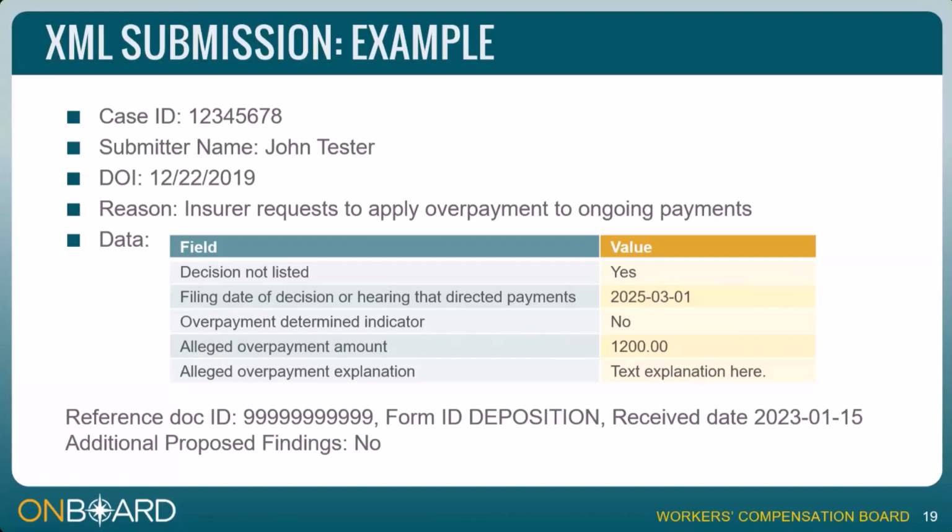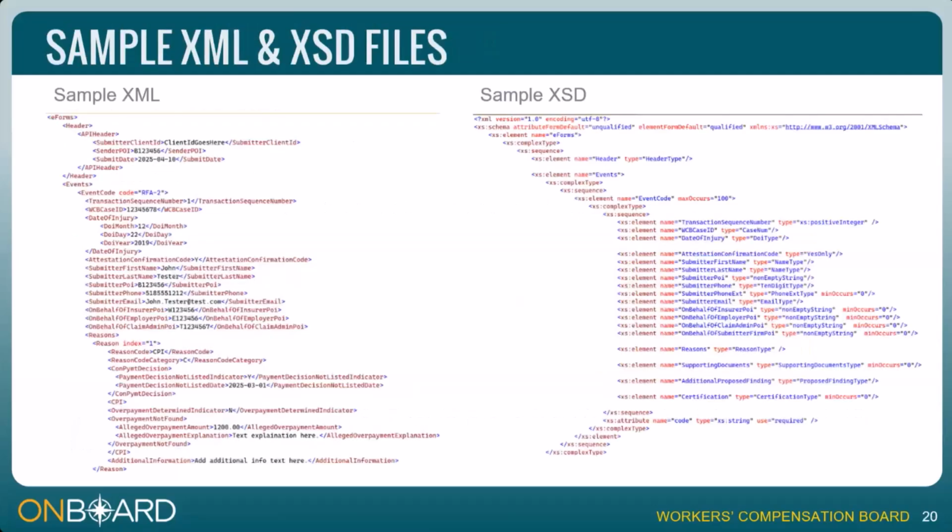You'll also, similar to the eCase app, in this case need to know the document ID. You'll reference that document ID in the XML file, the form ID of deposition in this case, the received date of that document that's in eCase, as well as indicate if you have any other proposed findings in addition to applying for that overpayment. So now I'll turn it over to Matthew, and he'll walk you through an actual XML file example.